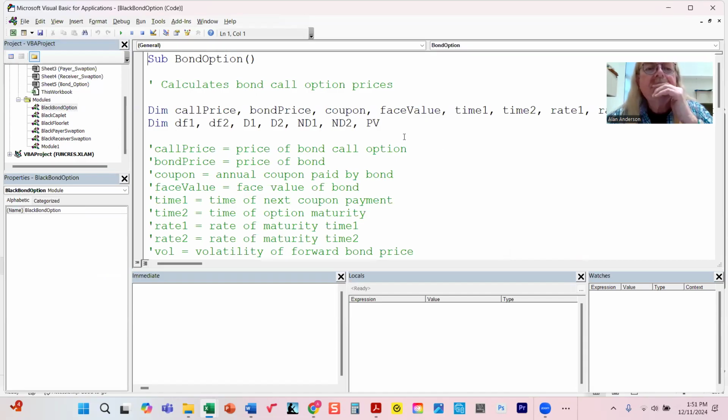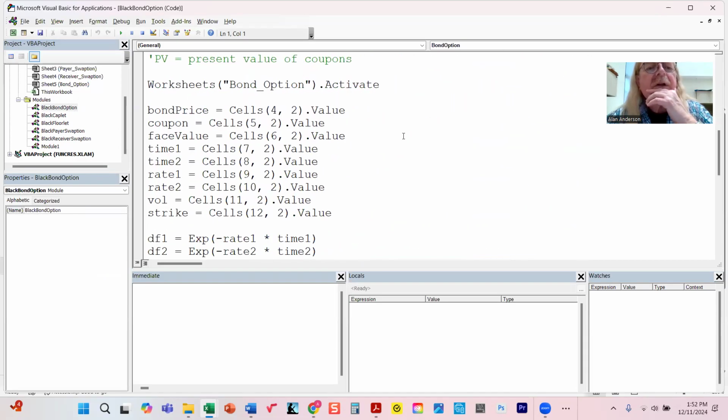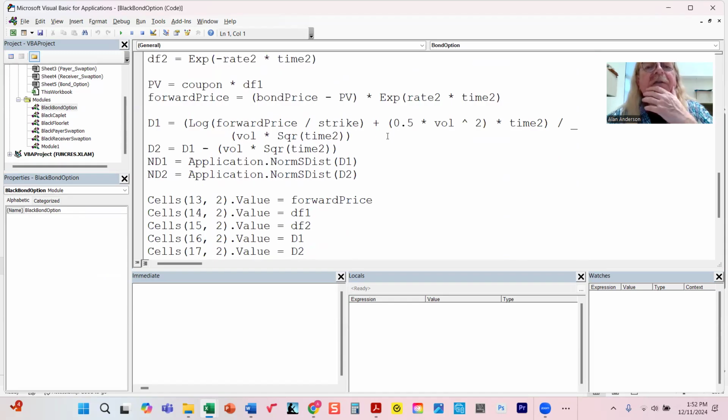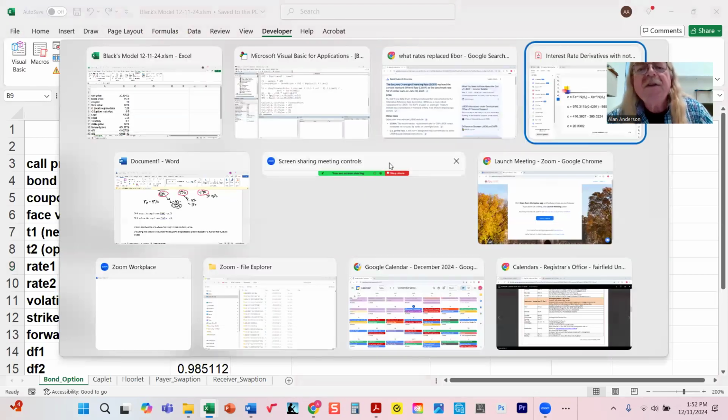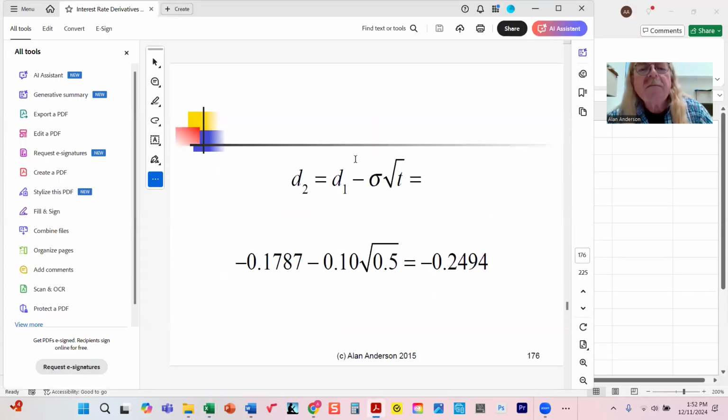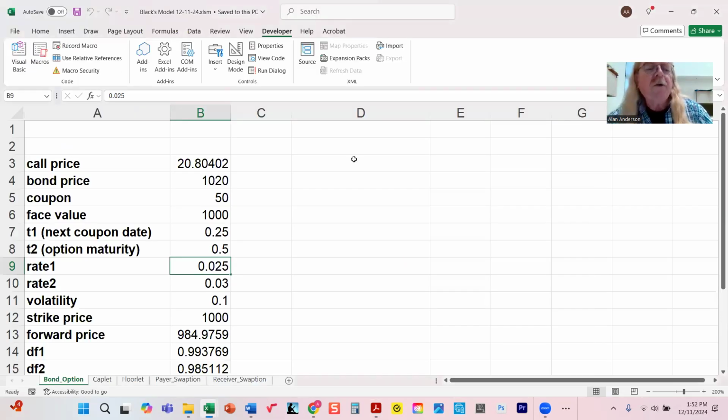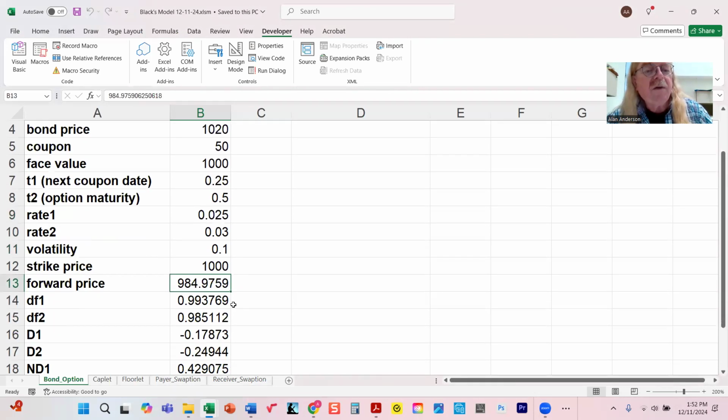Black bond option. Now, the actual code is pretty straightforward. All you're really doing is taking this Black-Scholes formula, which we've seen before, and feeding into it the constants that we need, which is quite a bit. I mean, you can see here, we need all this information.